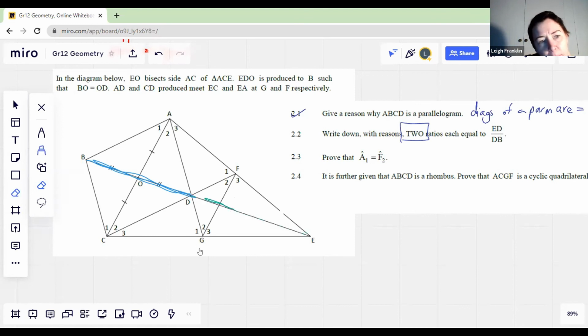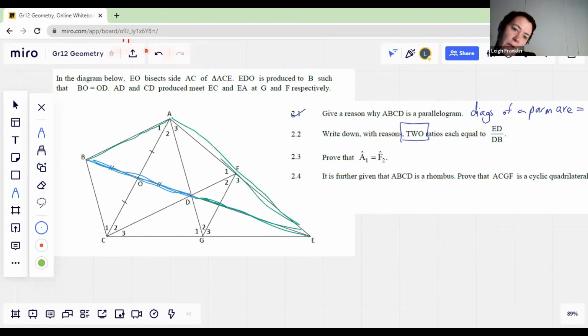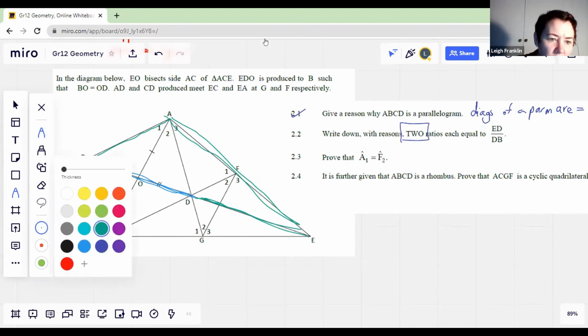ABE. Yes, I quite agree with you. ABE. So that's this triangle over here. And which other triangle? Triangle BCE. EBA. Right, and EBC. Okay, so we're working in EBA and EBC.